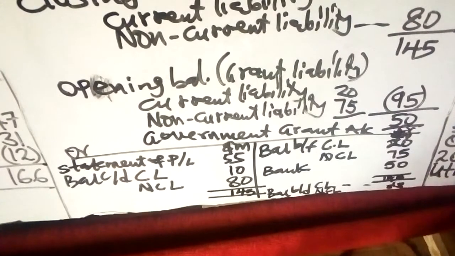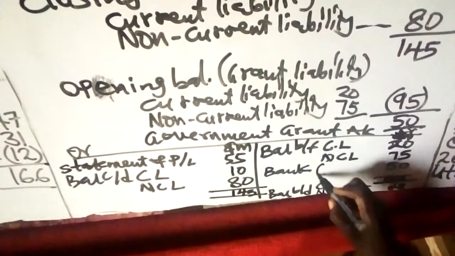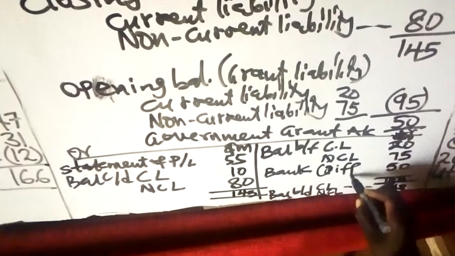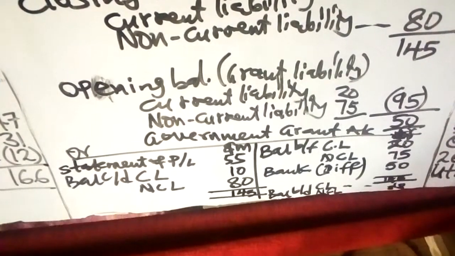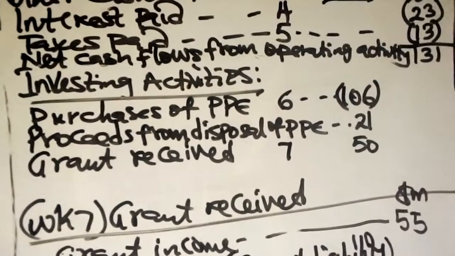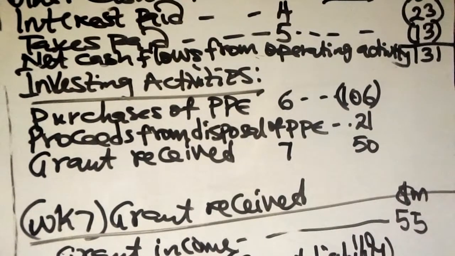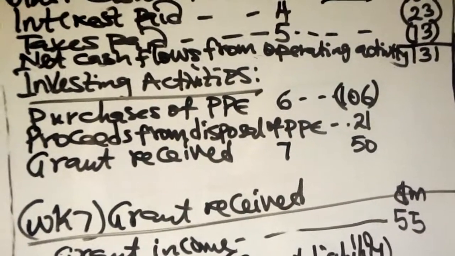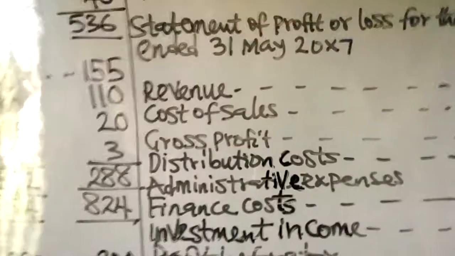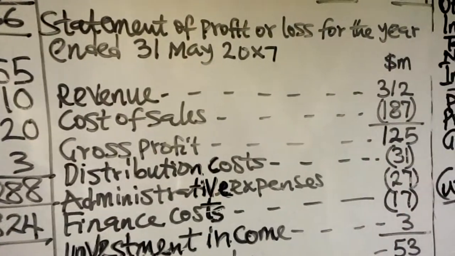So this grant received of 50, which is the difference between the two sides, is recognized as investing activity. Then, aside from this, you check your statement of profit or loss. We have investment income, which is 3.